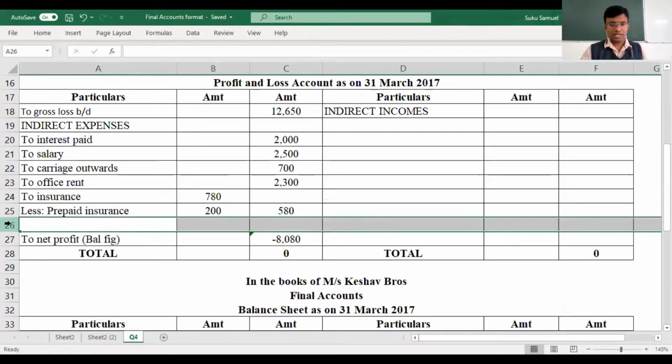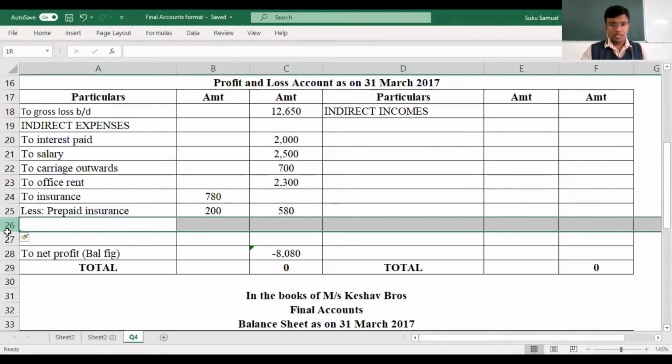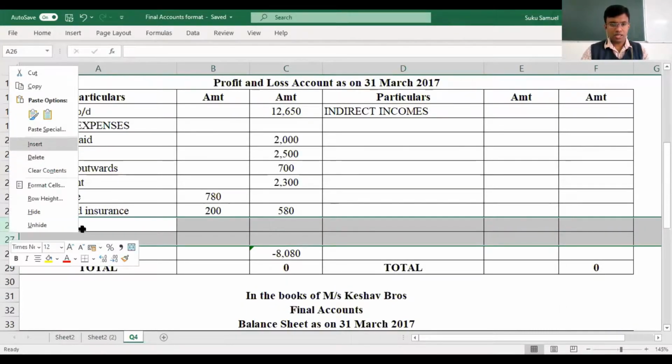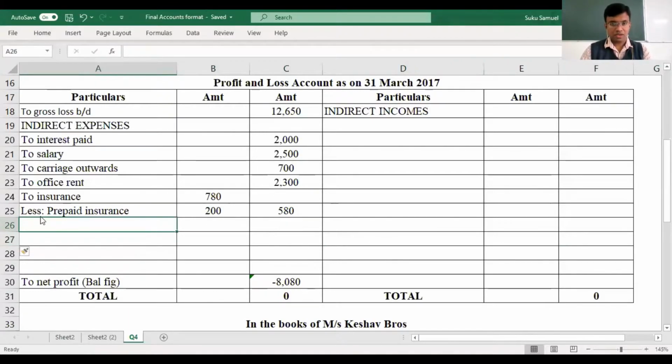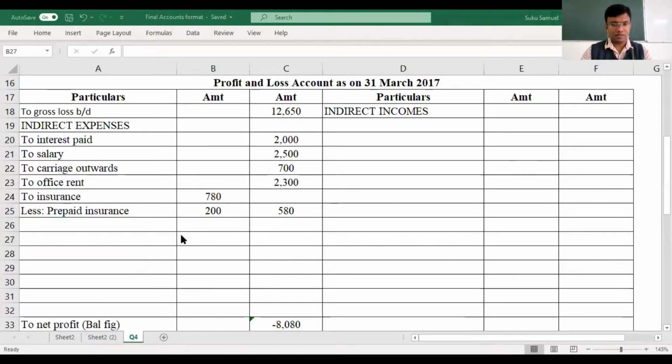Now there are some more items that we have to consider. The next item is your bad debts. I'll be doing that a little later, because we have to consider bad debts and then reserve for bad debts all together. So I'll be considering that a little later.